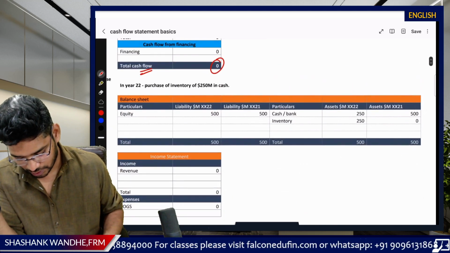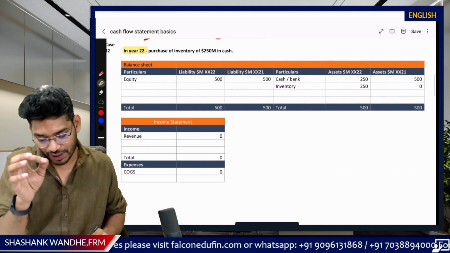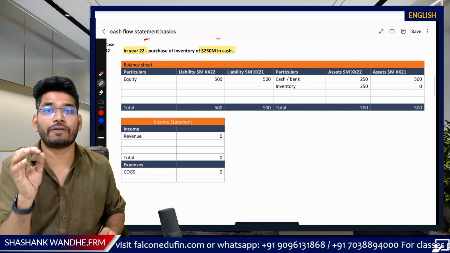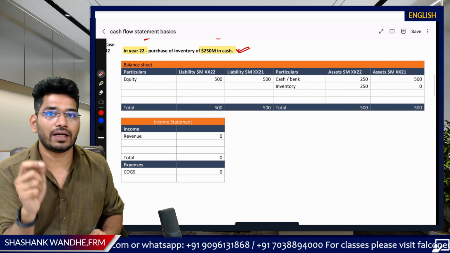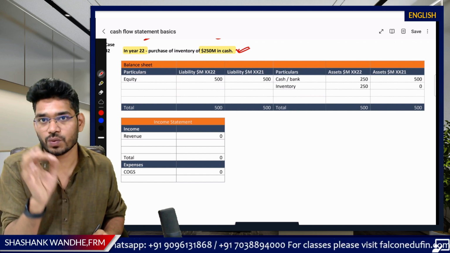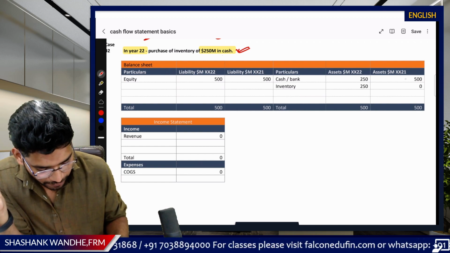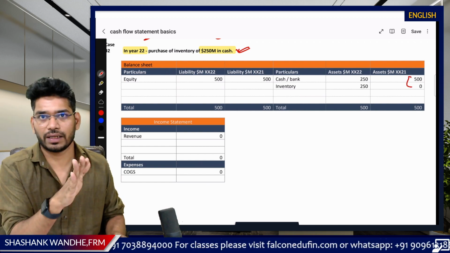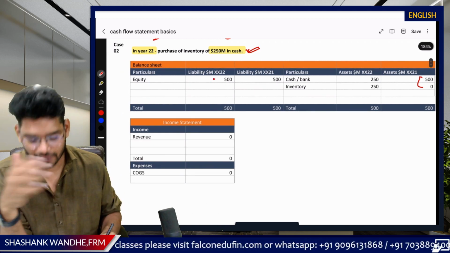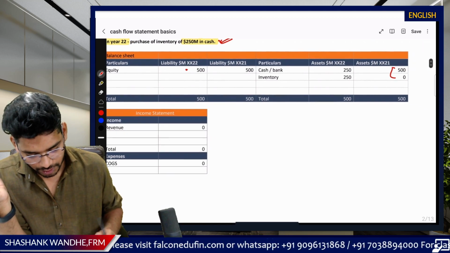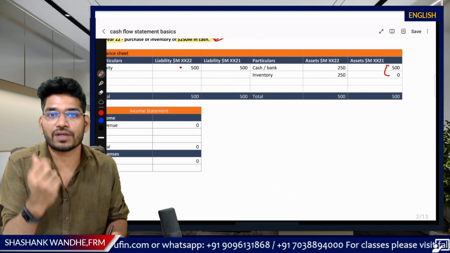Now let's go to the next illustration. Here in year 22, we purchased inventory of 250 million in cash. This is for the previous year: 500 million cash, and inventory was 0 in 21. Here equity is 500, so no change here. Now in 22, we utilized 250 million cash in the purchase of inventory.